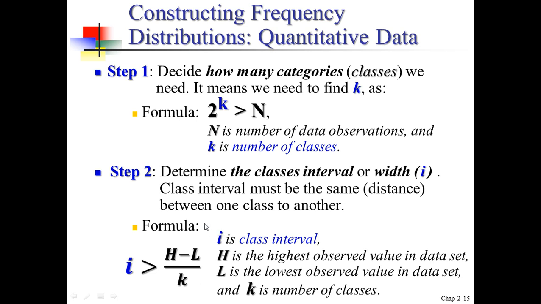L is 19. Okay. So just based on the data set, you can find capital H and you can find capital L. And if you know H and you know L, you can do H minus L, and you know the result. And if you know the result, you can divide it by K, because K you found from step 1.